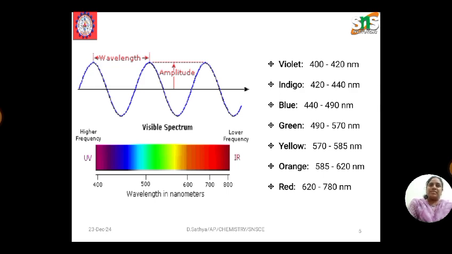Here, the wavelength is defined as the distance between adjacent peaks and may be denoted in meters, centimeters and nanometers. Frequency is the number of wave cycles that travel past a fixed point per unit time. That means within a second, how many waves pass the fixed point. It is usually given in cycles per second or hertz. The visible wavelengths cover the range from 400 to 800 nanometers. The longest visible wavelength is red and the shortest is violet.